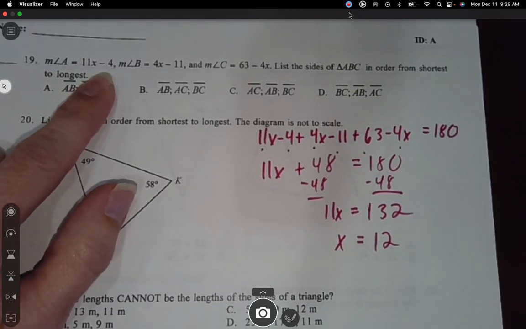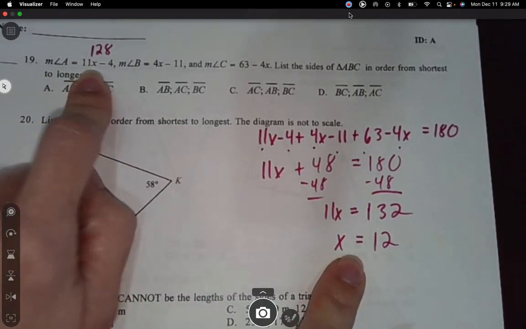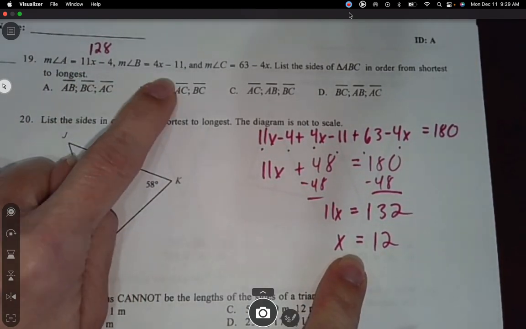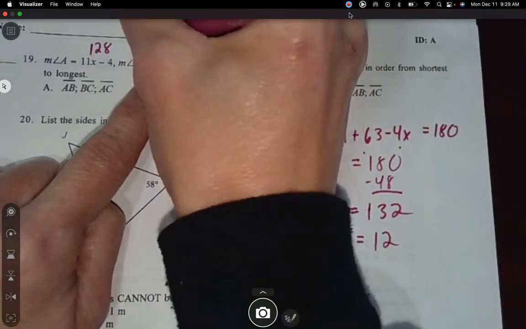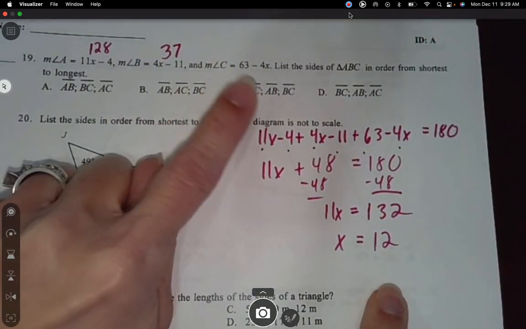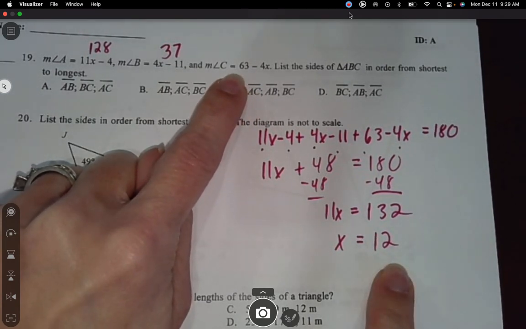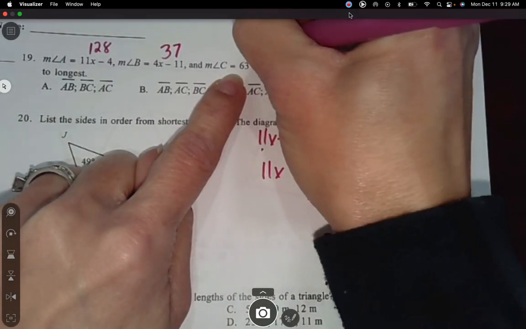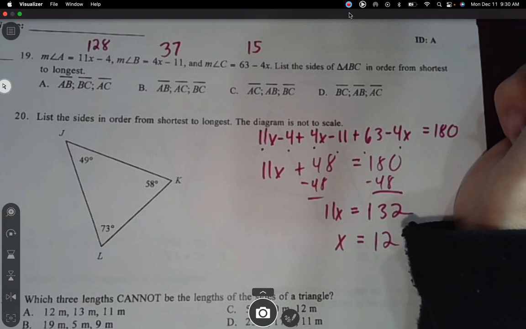What'd y'all get on that one? 128? Sure, but go ahead and make sure. I just plugged in 12 for x. Yeah, because you minus 4. Okay, and then this one is 4 times 12 minus 11. What is that one? 37? That's what I got. And what is 63 minus 4 times 12? What is 63 minus 48? 15. All that to know the order of the sides from shortest to longest.